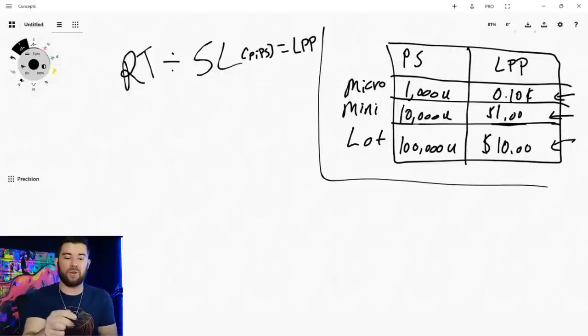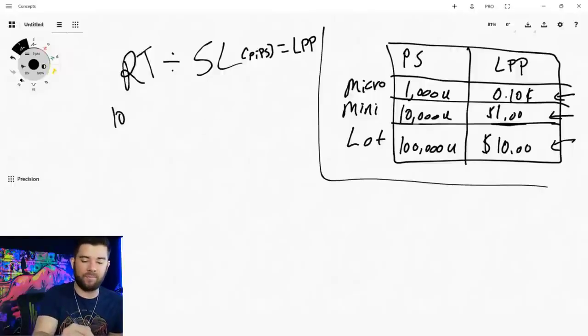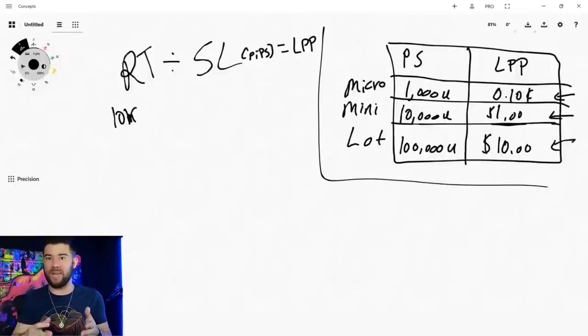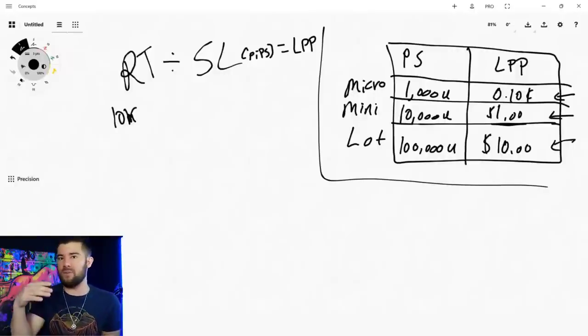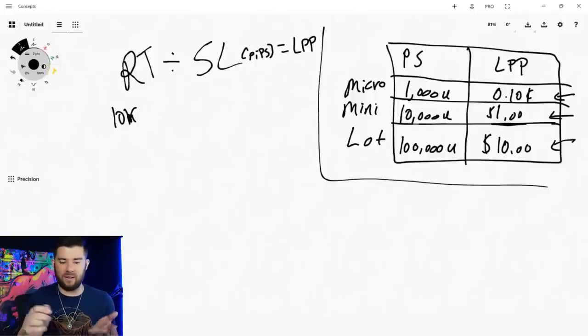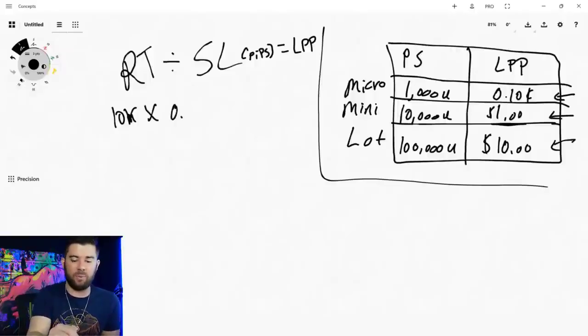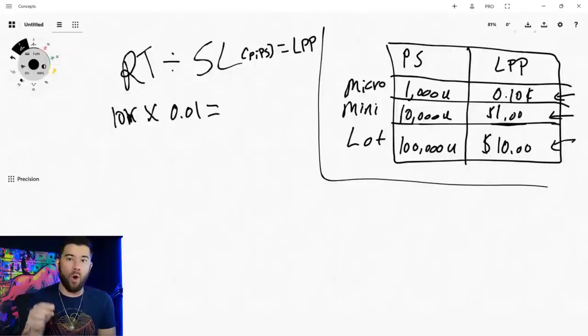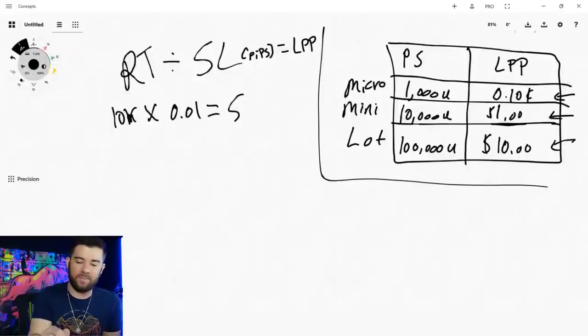So let's do a figurative trade. Let's say you have a 10K account, and for easy math, you want to risk 1% of that. Most of you can probably do that in your head, but if you want to figure out what 1% of any number is, you multiply it by 0.01. That'll give you 1%, 0.02 will give you 2%, 0.03, 3%, and so on. In this case, we want to risk 1% of this 10K account, which would be $100.